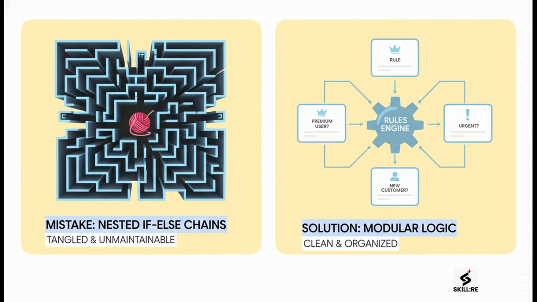Pitfall number 3. This one's a classic programmer's nightmare. The endless nested if-else chain. You know the one. If the user is a VIP, and the request is urgent, and the moon is in the 3rd quarter, then do this. It's a total mess, a nightmare to update or debug. The solution, again, is to separate the logic. Use multiple, clean decision points. Or, if you want to get really fancy, use something called a rules engine, where all that business logic is just simple configuration, not a tangled web of code.